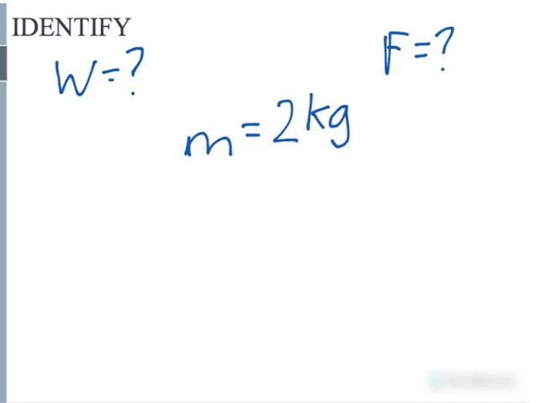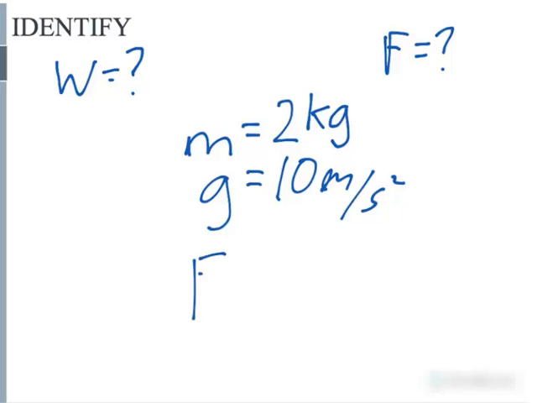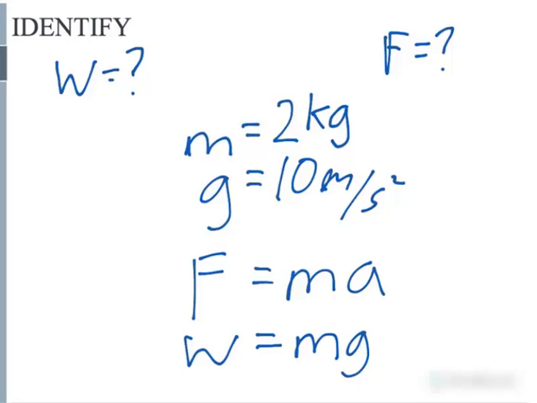And we also know the acceleration of the object, which is going to be g for gravity. For this problem, we're going to give it a value of 10 meters per second squared, just to make it easy. And the relevant concept that we're going to be using is Newton's second law. We're going to be using F equals ma. And we're also going to be using that the weight is equal to mg.